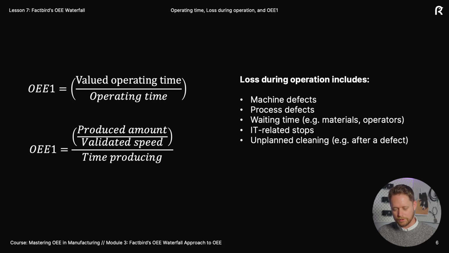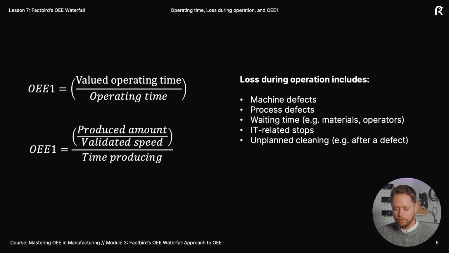Here, OEE1 looks at the ratio of valued operating time to the operating time, also described as the expected runtime. The stop causes that affect this are categorized as loss during operation. You get OEE1 by dividing valued operating time by operating time. In practice, you can say this is the produced amount over the validated speed, then divided by time producing.